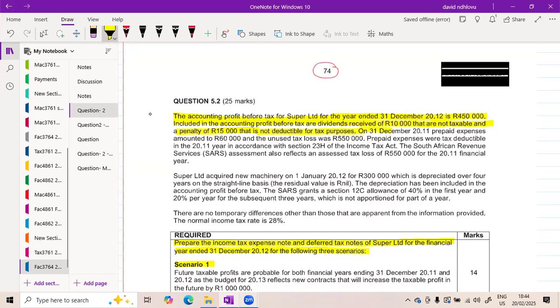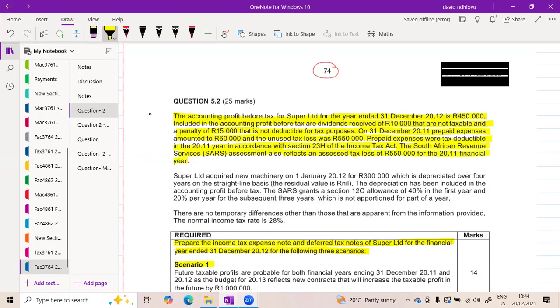On 31 December of the year 2011, prepaid expenses amounted to 60,000 and the unused tax losses amounted to 550,000. Prepaid expenses were tax deductible in the year 2012 in accordance with Section 23H of the Income Tax Act. The South African Revenue Service assessment also reflects an assessed tax loss of 550,000 for the 2011 financial year.